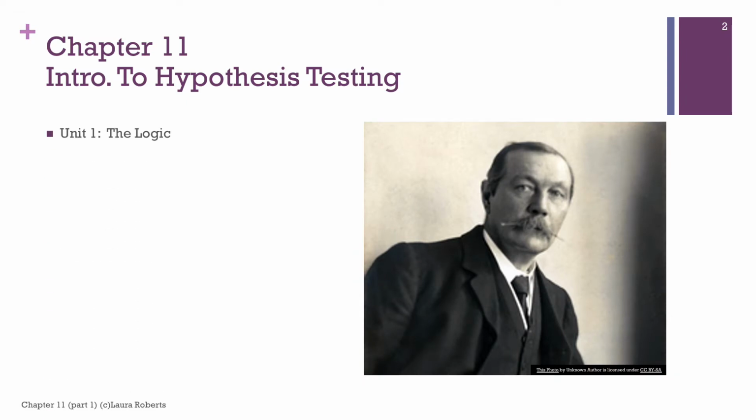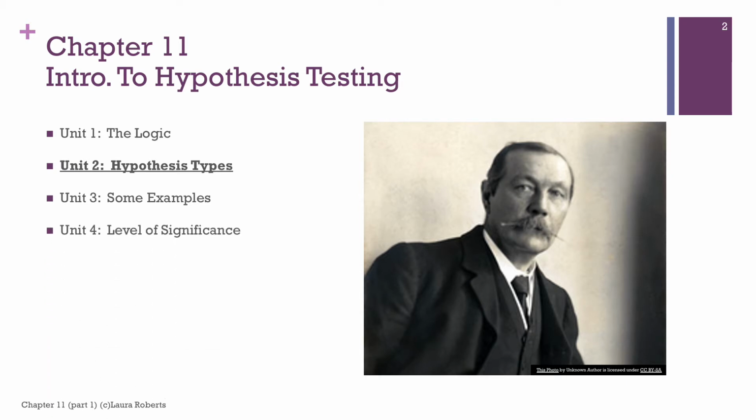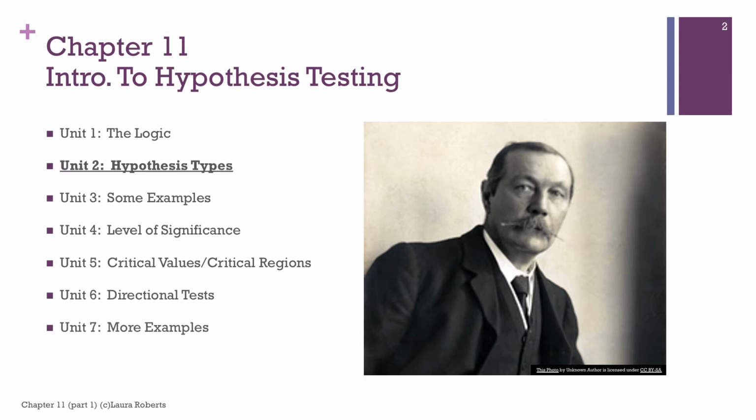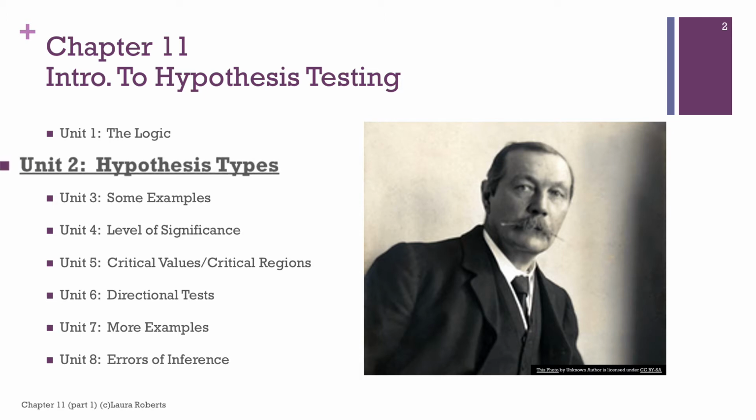Putting things in context, we just finished covering Unit 1, the logic. Now we're on Unit 2, hypothesis types. Then we'll move on to Unit 3, where we'll look at some examples. Then in Unit 4, we'll look at the level of significance. Unit 5 is critical values and critical regions. Unit 6 is directional tests. Unit 7 is more examples. And Unit 8 is errors of inference. Right now we're on Unit 2, hypothesis types.